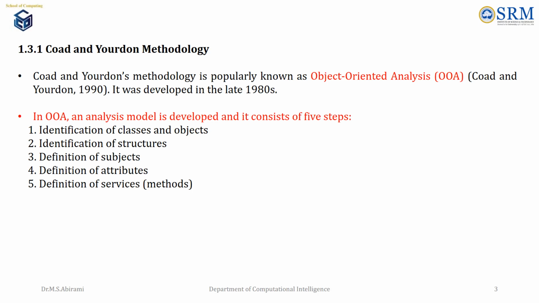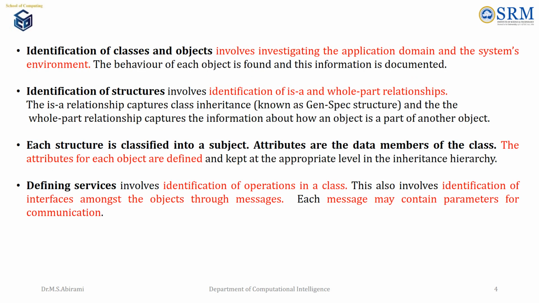The first methodology is the Coad methodology, which is popularly known as object-oriented analysis, and it was developed in the late 1980s. In OOA, an analysis model is developed and it consists of 5 steps. The first one is identification of classes and objects, then identification of structures, then definition of subjects, definition of attributes, and definition of services or methods.